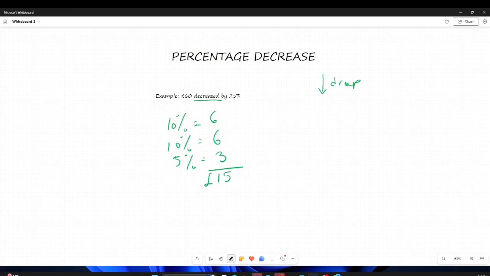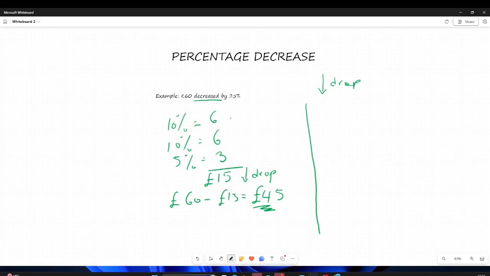And so, very simple. If a bag costs £60 and is being decreased by 25%, it means it's dropped, or is £15 cheaper than it used to be. So what is the new price? That would be £45. You're going to have to take the dropped amount from the original price, and you get your answer.